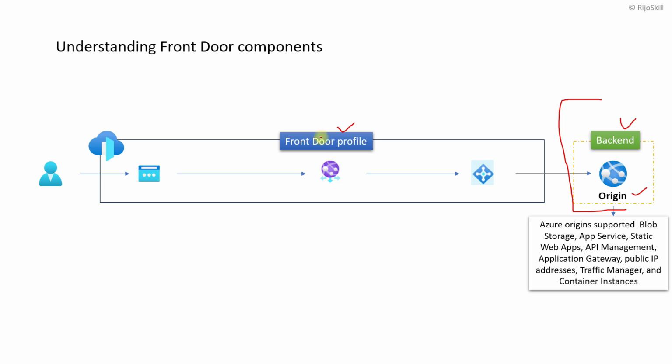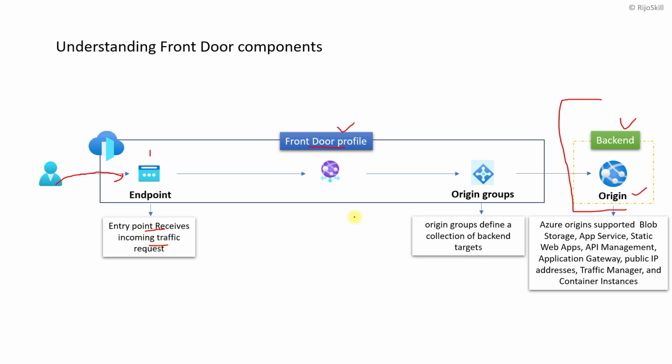Now you can go here to Azure Front Door. The first component is the endpoint. So what is an endpoint? Endpoint is the entry point that receives the incoming traffic request. When the user sends a request, it reaches the endpoint. This endpoint is the first part of the Azure Front Door profile. It receives all the incoming traffic requests.